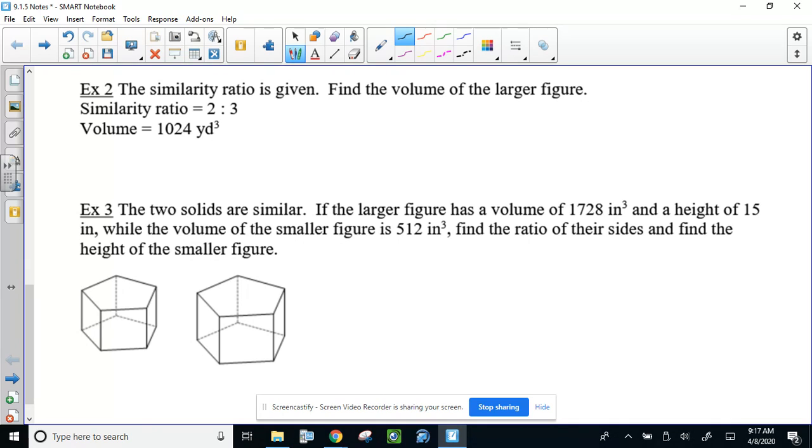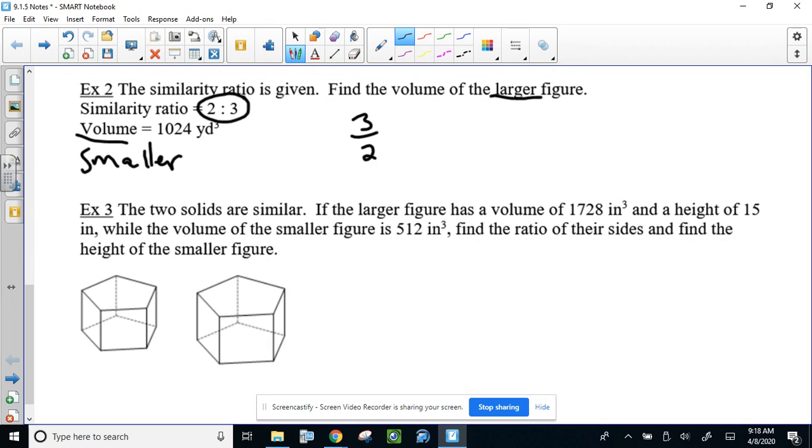So then the last two little examples I have here, like I said, going real quick, this is now putting it into some application. If the similarity ratio is 2/3 and the volume of this we're assuming here is going to be the smaller figure, because it says find the volume of the larger figure. So what I'm going to do here is take my similarity ratio and make it so that the larger number is on top. So that's going to be 3/2.